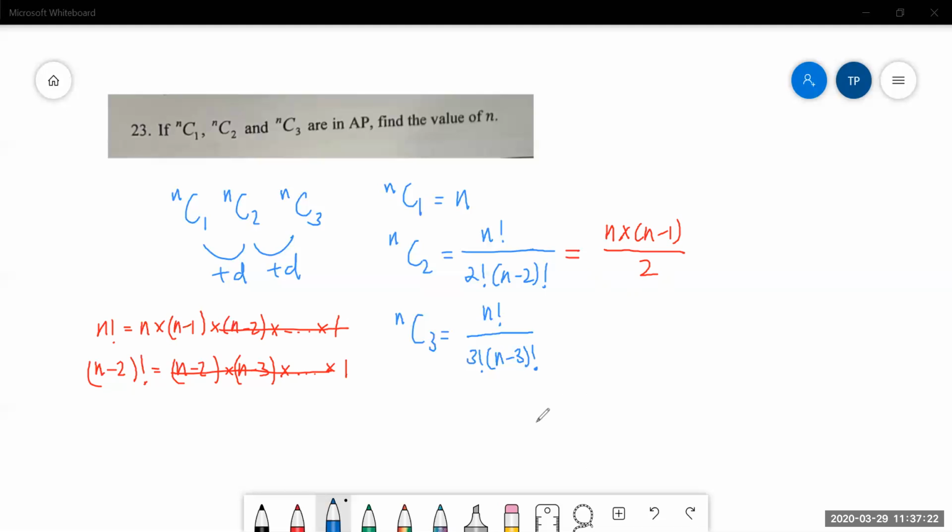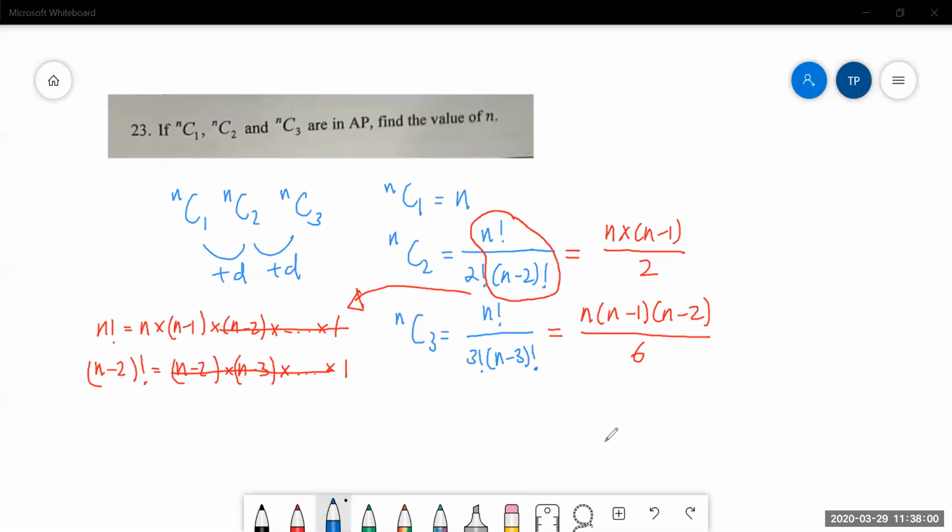Wait, how do you get it? Because n factorial divided by n minus 2 factorial, they just cancel out. Oh yeah, from here. Make sense? Then after which, from here, we are going to have n times n minus 1 times n minus 2 over 3 factorial, which is 6. Make sense to you?